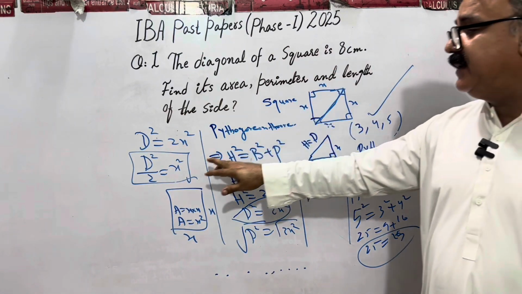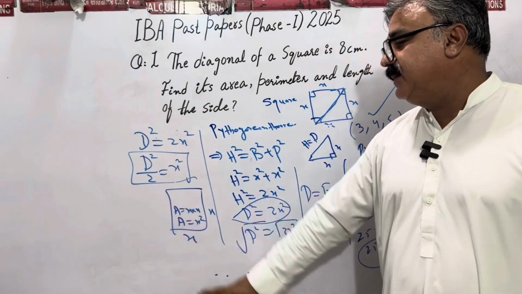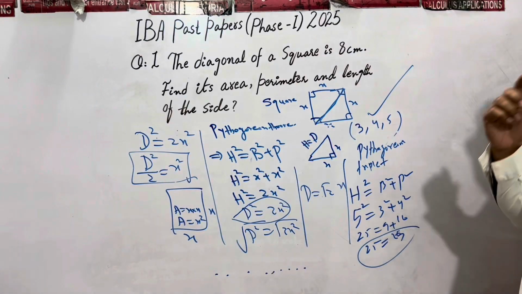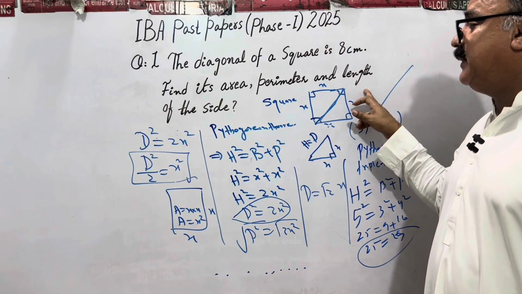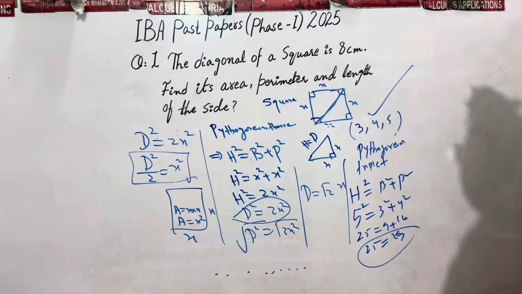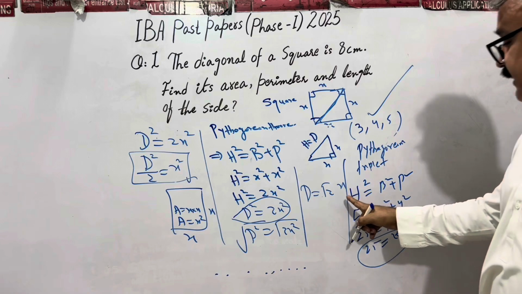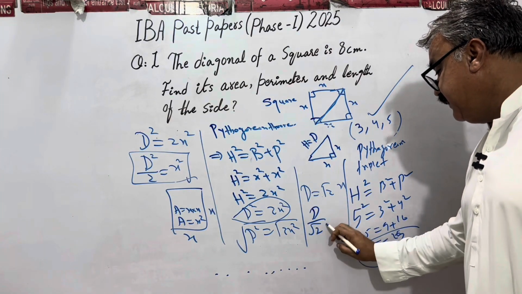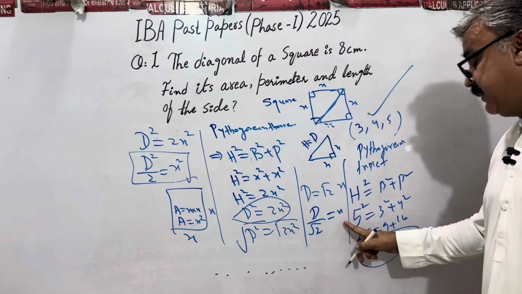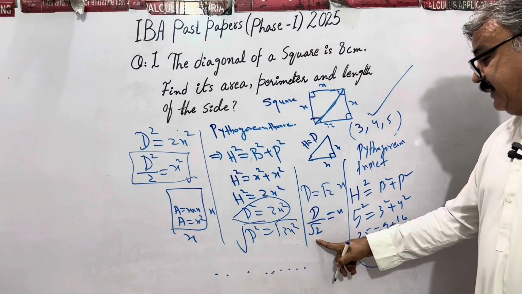Area of a square is given by the diagonal square divided by 2. Utilizing this, one can find the length as well. So we have found the value of x here. It is the diagonal divided by root 2, equal to x. That is the length.